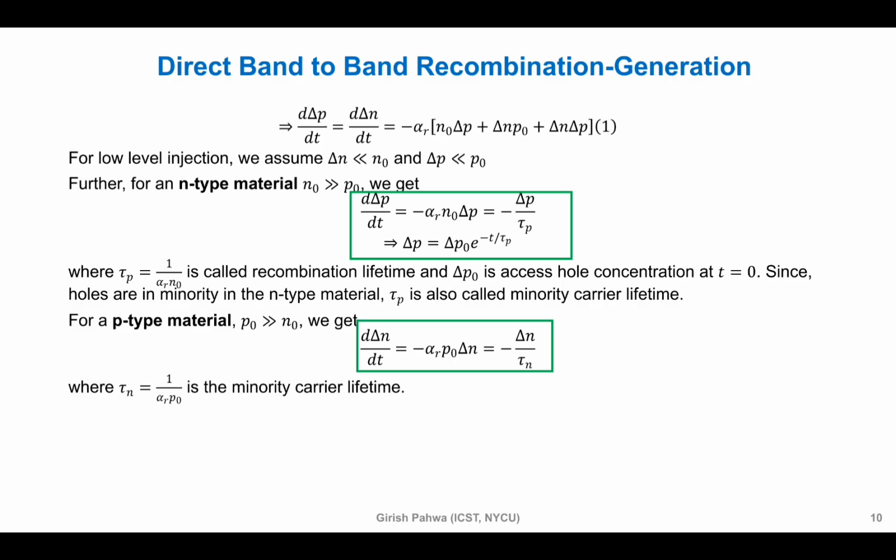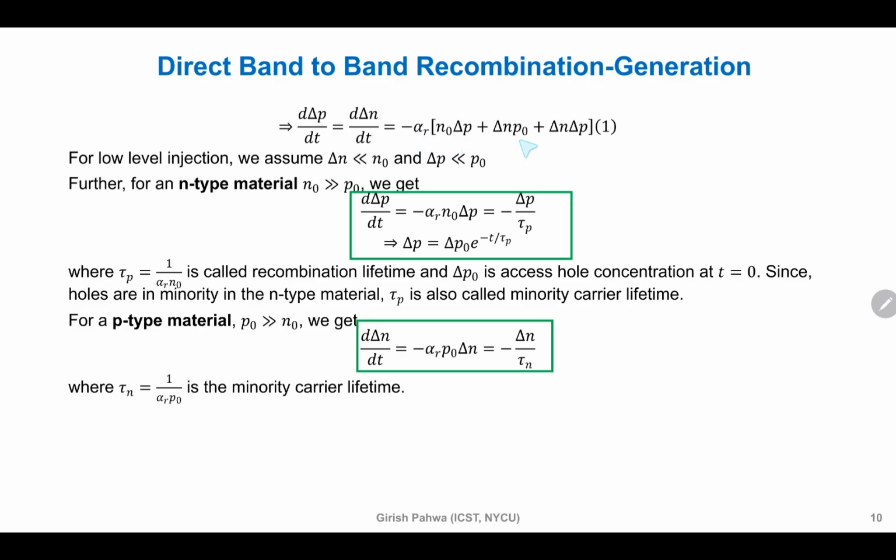What happens if I have a material which has significant concentration of electrons and holes? So the material is not, say, n-type and not p-type. It is somewhere in between. I have a significant concentration of electrons and a significant concentration of holes. If I have a situation like this, then I can't assume p naught is much greater than n naught or n naught is much greater than p naught. In that case, I will have to keep both of these terms. But because I have low level injection, I can still neglect this term. Delta n into delta p is delta p square or delta n square.